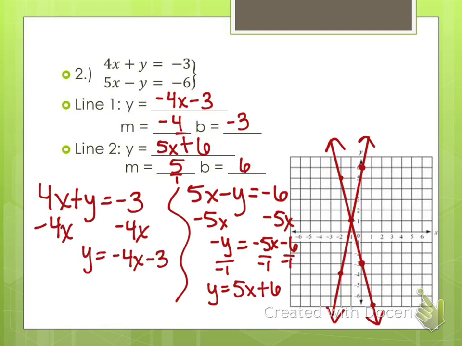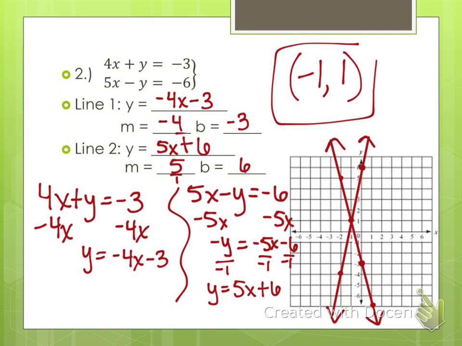So again, I'm going to emphasize this is all the work that we had to do to get our answer. So far, we have not actually written the answer, though. Who can tell me what the answer is? Natalie? Negative 1, comma 1. Remember, the order matters. We have to put our x coordinate first, then the y coordinate.